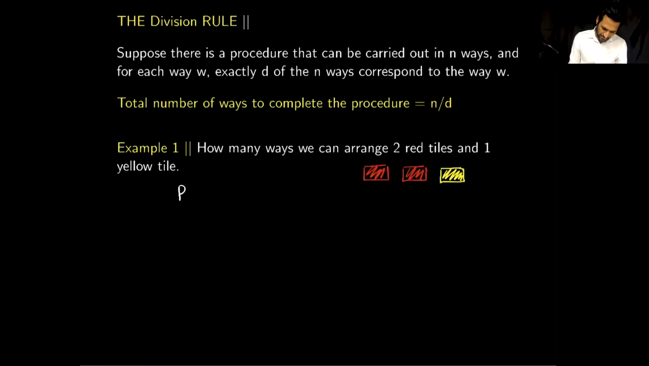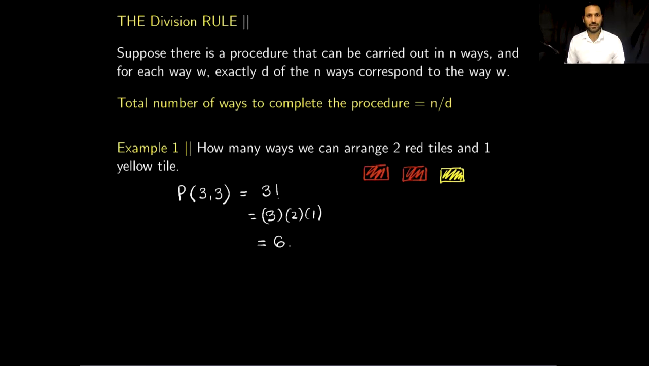By the method of permutation, we have three tiles and three positions to place them. Arranging the three tiles into three positions is given by 3 factorial, which can be written as 3 times 2 times 1, which is equal to 6. So there will be 6 arrangements of these three tiles. Let me first write down all 6 ways, and then we will see that there is some repetition, and we will find a way to remove these repetitions by using the division rule.